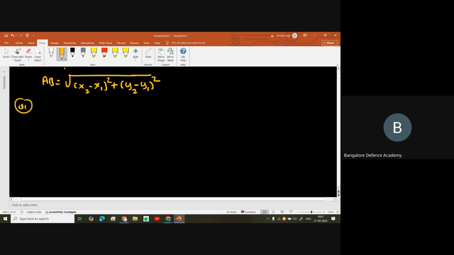Question number 1, find the distance between the 2 points. Take down the question and start solving. 2 comma minus 3 and minus 6 comma 3. So find the distance between these two.